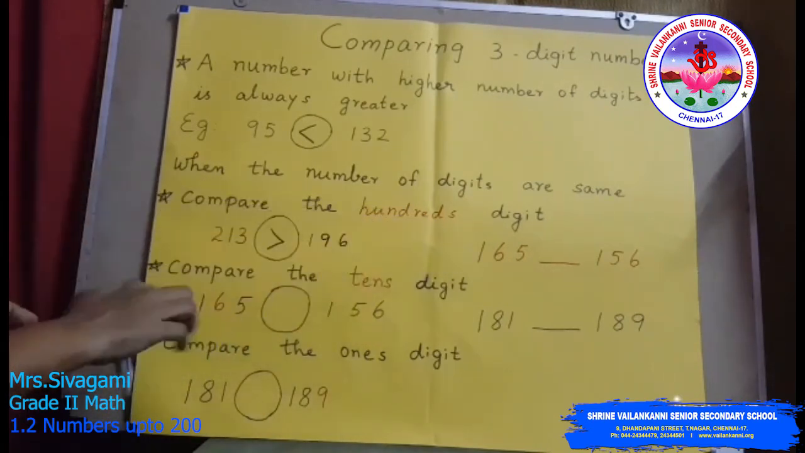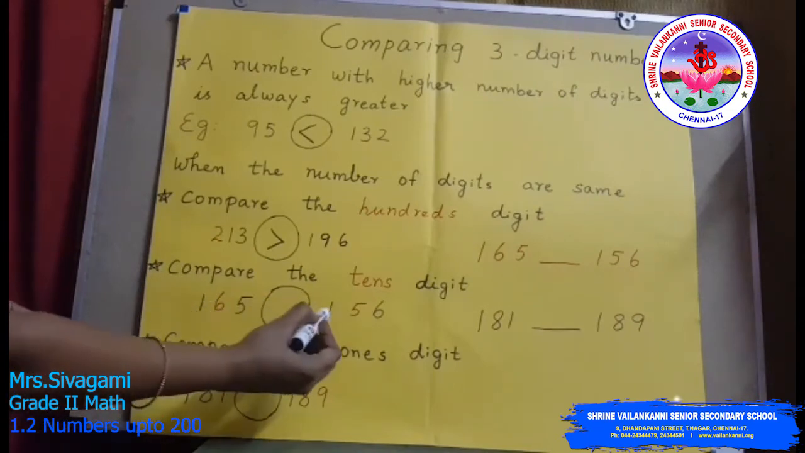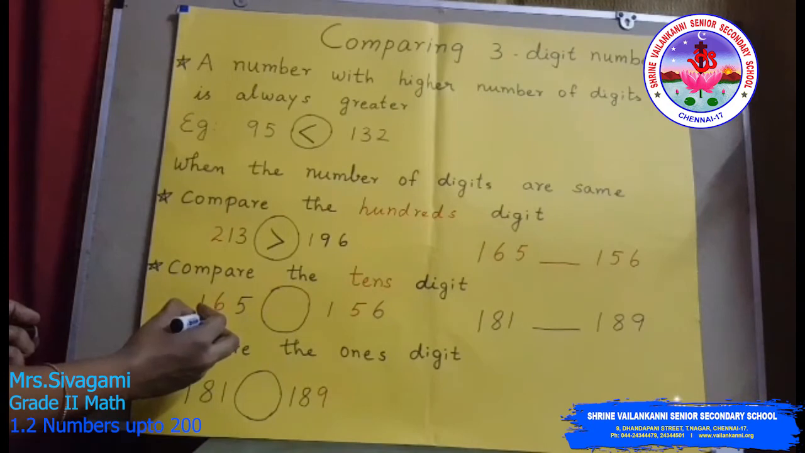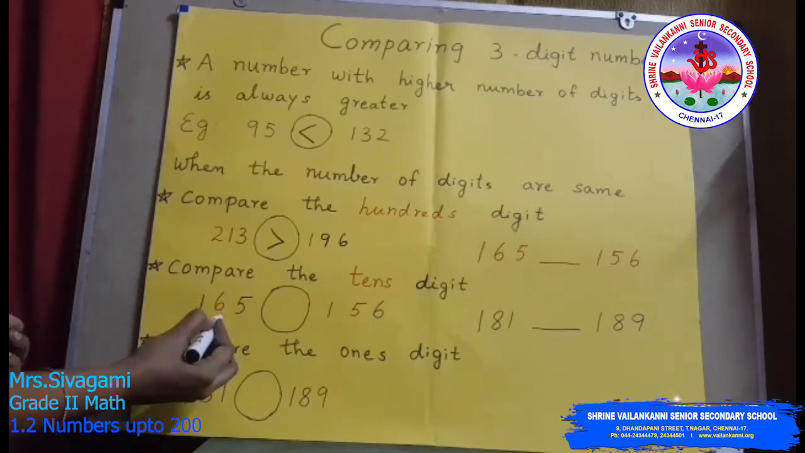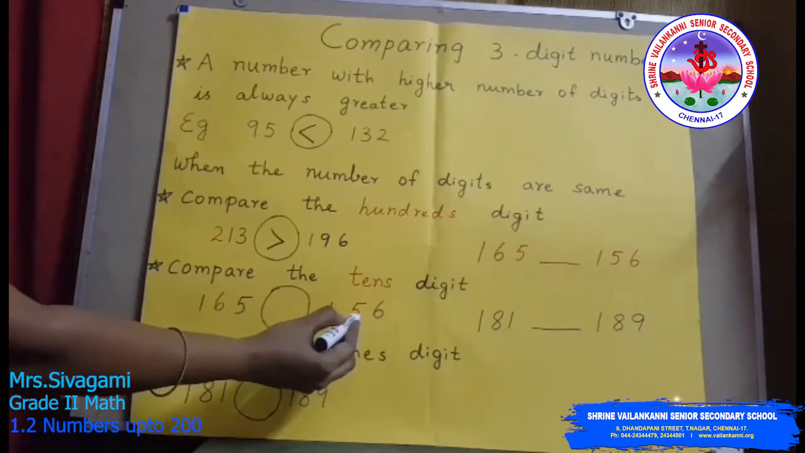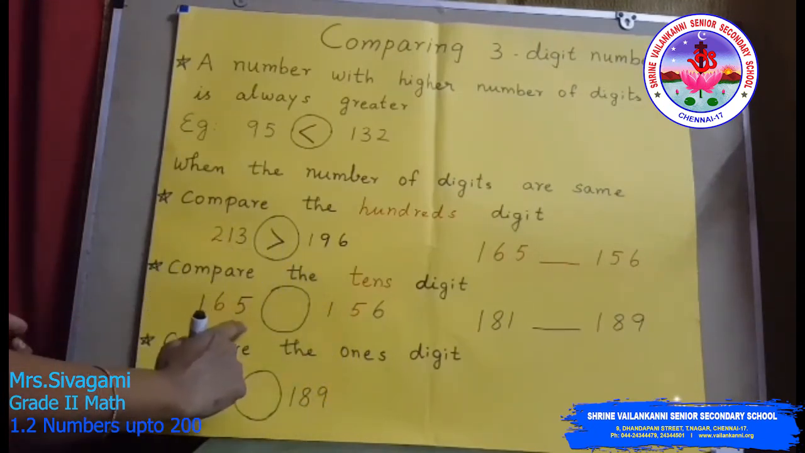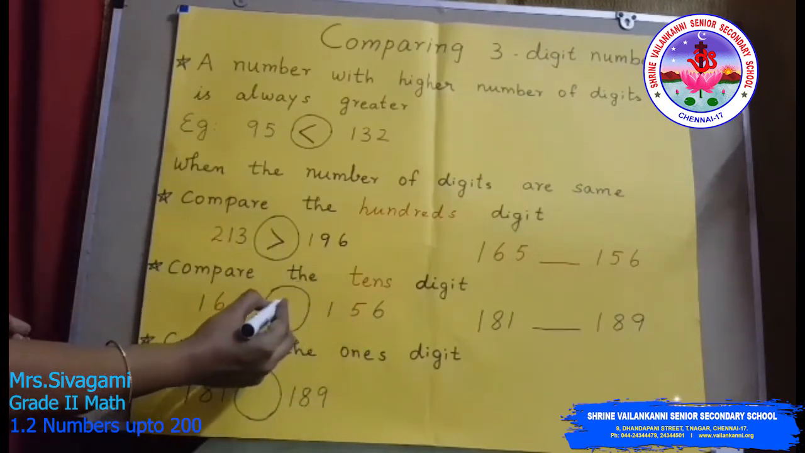We'll take the same numbers, 165 and 156. As the hundreds digit is the same, we'll compare the tens digit. Here the tens digit is 6, here it is 5. So 6 is greater than 5. So the number 165 is greater than 156.